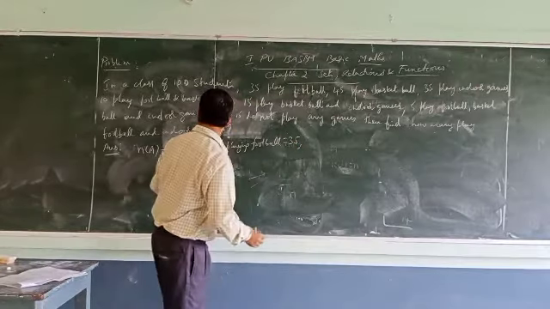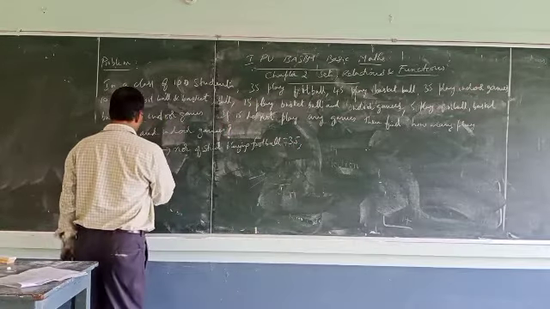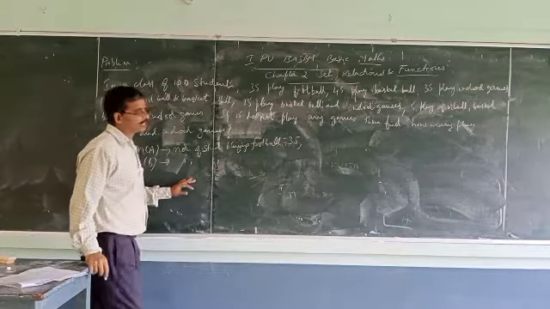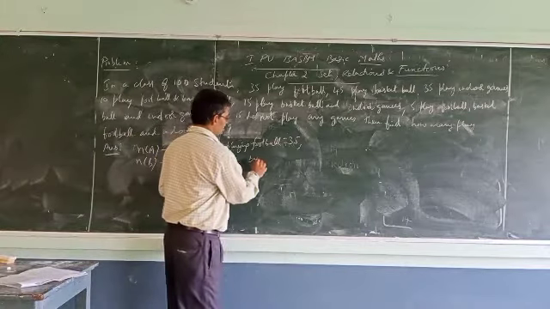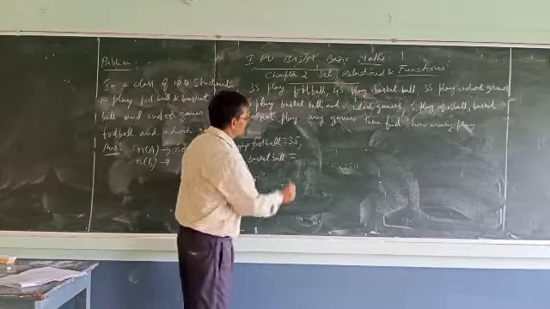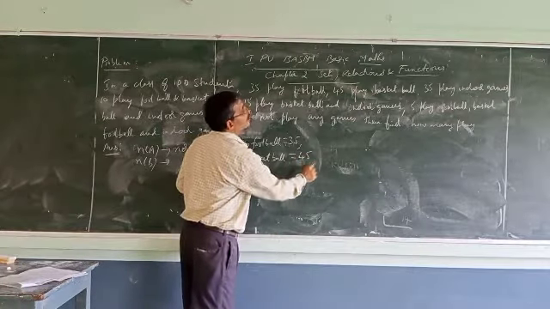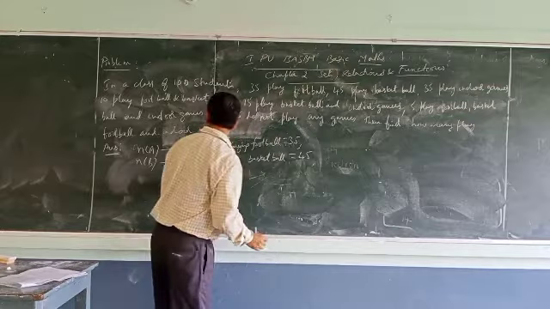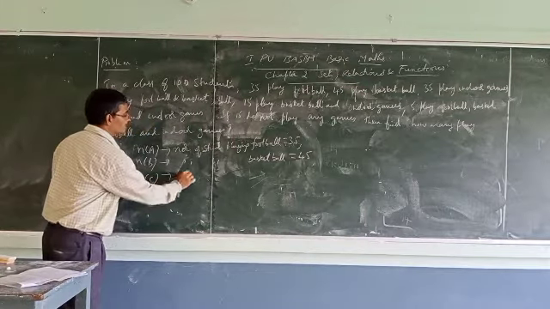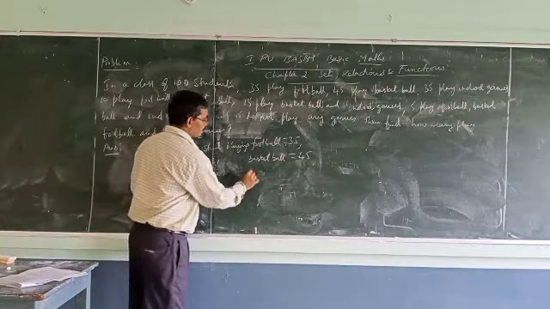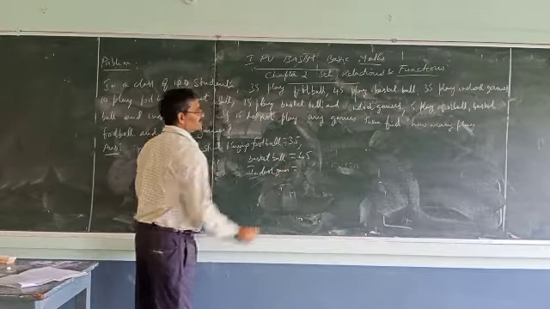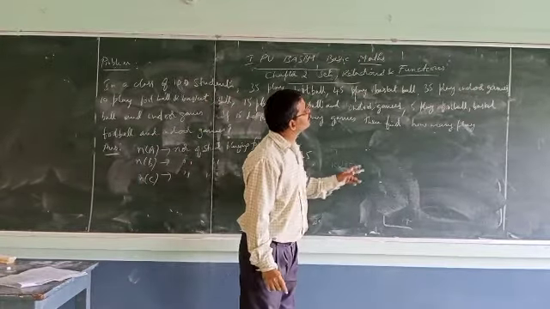Similarly, N of B we will denote as the number of students playing the other one, basketball. That is given as 25. Next one, indoor games. N of C is the number of students playing indoor games. This is given as 35.